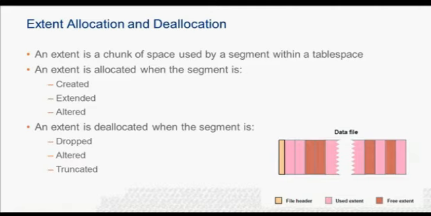With locally managed tablespace, Oracle looks for free space to allocate a new extent by first determining a candidate data file in the tablespace, then searching the data file's bitmap for the required number of adjacent free blocks. If that data file does not have enough adjacent free space, then Oracle looks in another data file. Extents are allocated whenever segments are created, extended, or altered.